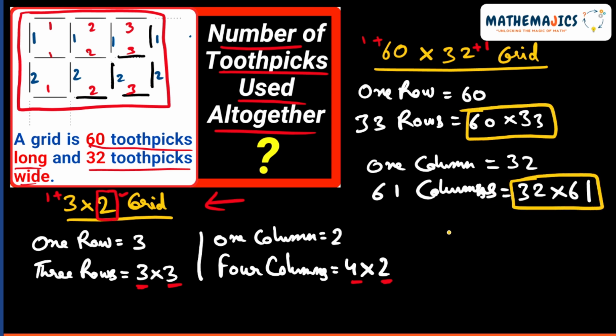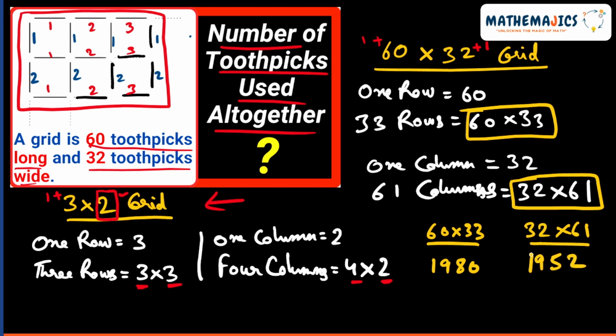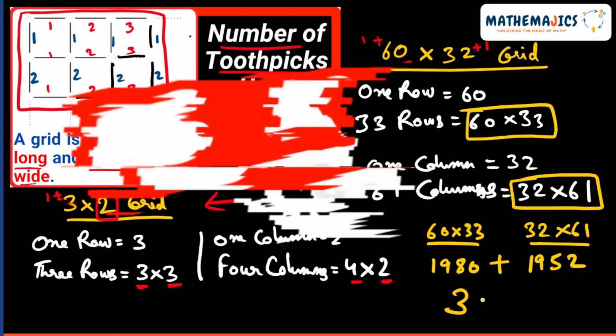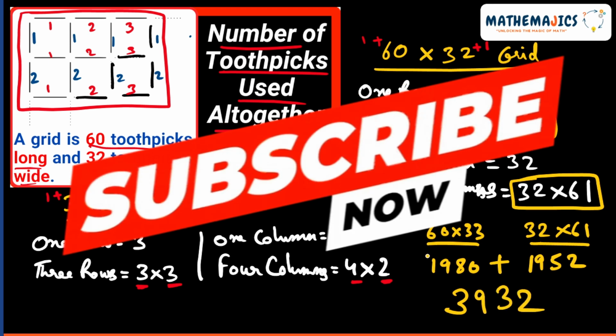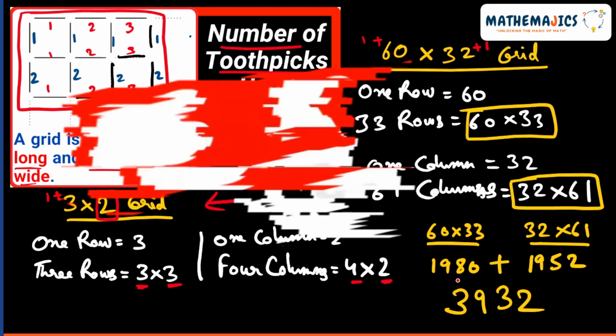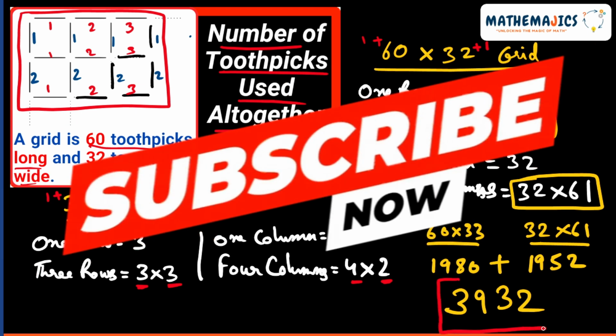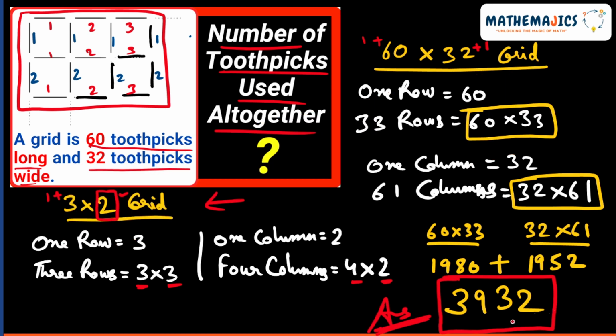So let's add them. 60 times 33 is 1980. What is 32 times 61? 1952. And what will happen if we add these two? We will get 3932. That means our final answer, the total number of toothpicks used to make the 60 by 32 grid, is 3932. This will be our final answer.